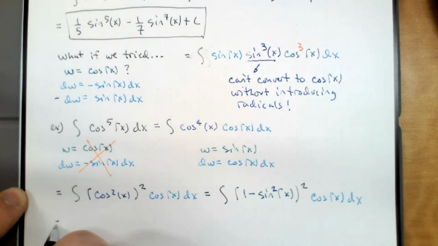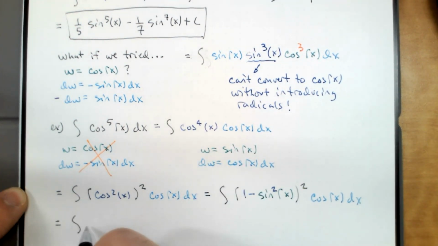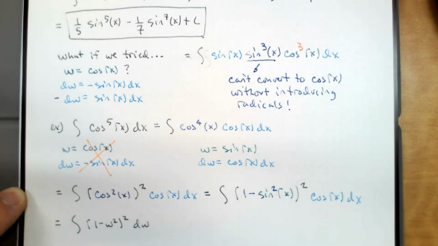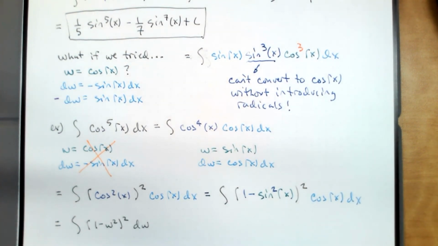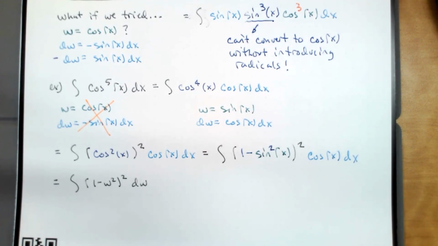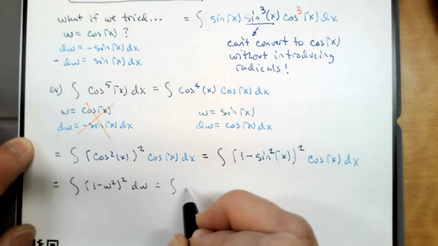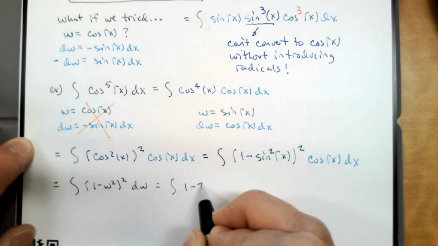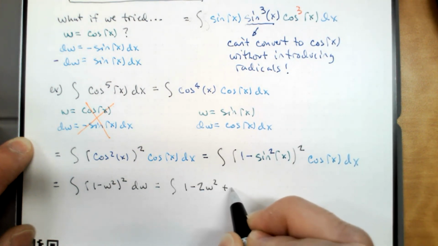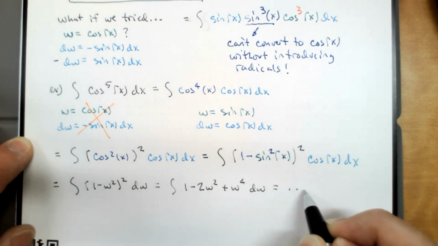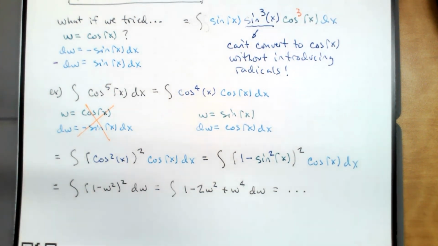So now that I make the substitution W equals sine x, this is going to be the integral of 1 minus W squared squared dW. Which we can just multiply out. If we can get powers of W, then we should get powers of W. So it's going to be 1 minus 2W squared plus W to the 4th dW. And then you can just integrate from there.